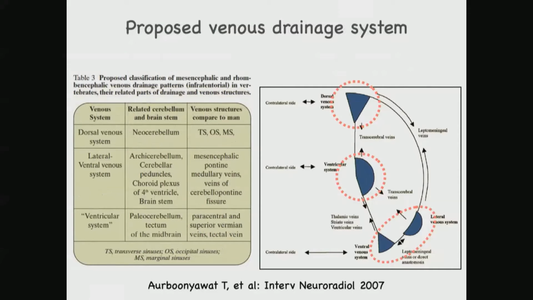And this is the infratentorial structure, and the dorsal venous system is related to the neocerebellum, and the transverse sinus, occipital sinus, and marginal sinus belong to this system.